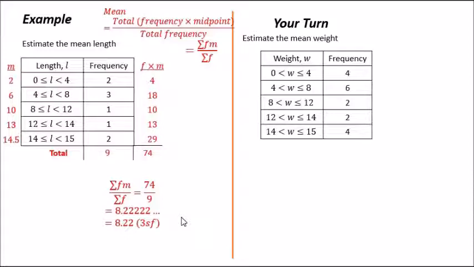Make sure you take time to write that down. Try and write things down in the format and the layout that I've got here. And then have a go yourself at estimating the mean weight on the right.